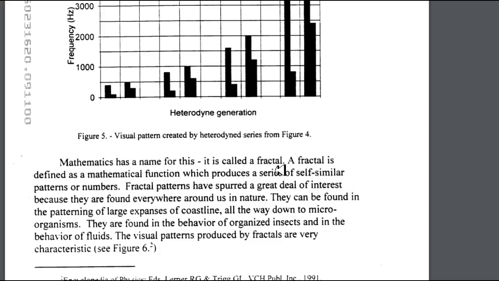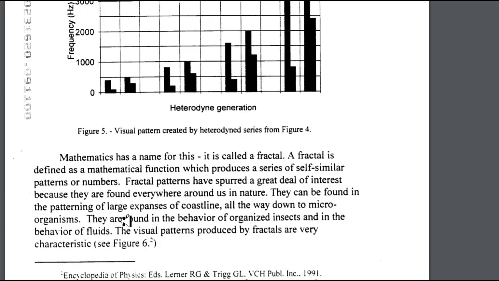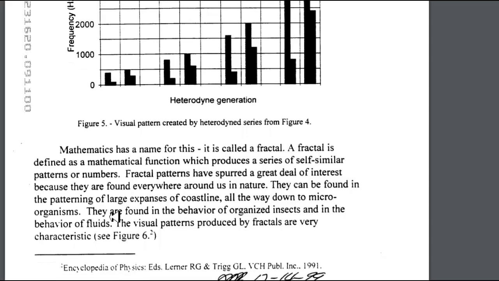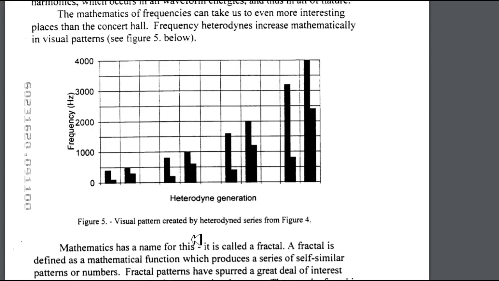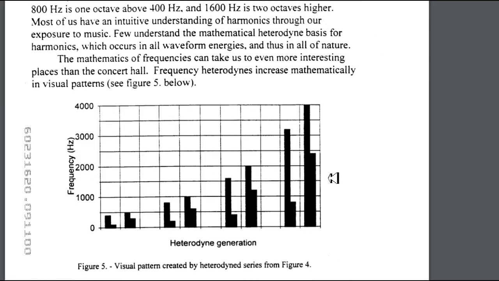It's called a fractal. A fractal is defined as a mathematical function which produces a series of self-similar patterns or numbers. Fractal patterns have spurred a great deal of interest because they are found everywhere in nature. Okay, so they are found in the behavior of organized insects and in the behavior of fluids and fluid dynamics. The visual patterns produced by fractals are very characteristic. So he's saying that heterodyning also has the property of self-similarity like a fractal, and this is a good reason, I believe, to have a closer look at this.